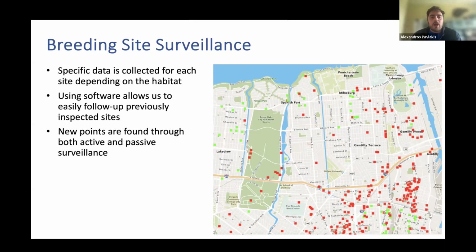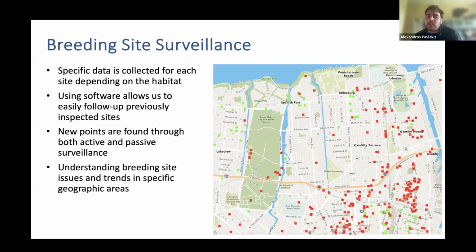We find new points both through active and passive surveillance. So active surveillance will be one of our inspectors driving each street and looking for any potential breeding habitats. But passive surveillance occurs through citizens through service requests, when our inspectors are out in the field doing other projects and find them, and also our work with other agencies in our organization that report their issues to us, and they can let us know, oh, I think this may be a breeding issue, and so we can track and treat all of these very easily now with software.